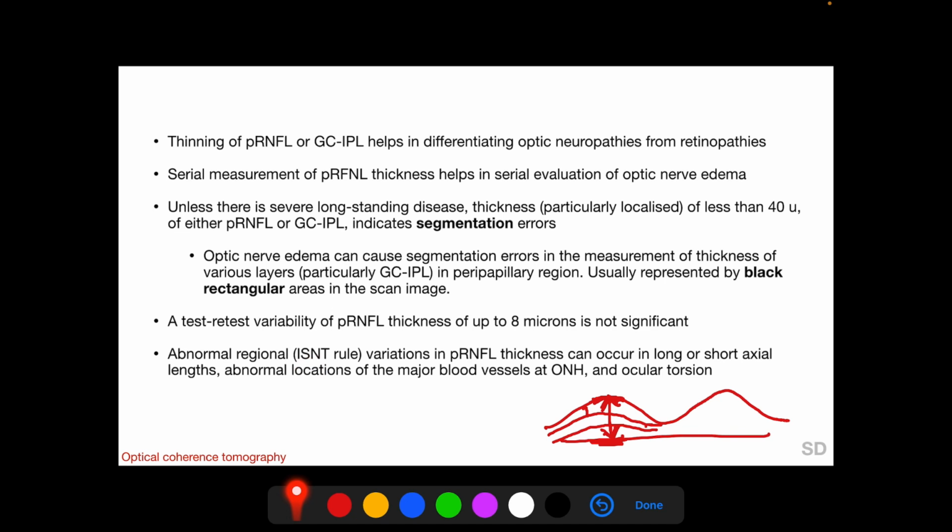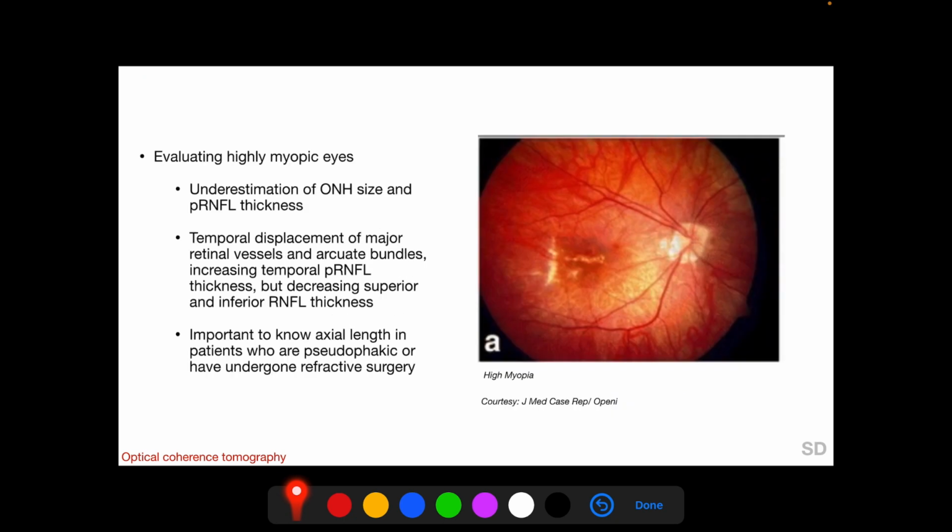So abnormal regional variation in p-RNFL thickness can occur in certain situations, like long or short axial length eyes, abnormal locations of the major blood vessels at the ONH, and ocular torsion. When we are evaluating highly myopic eyes, generally there is an underestimation of ONH size and p-RNFL thickness.